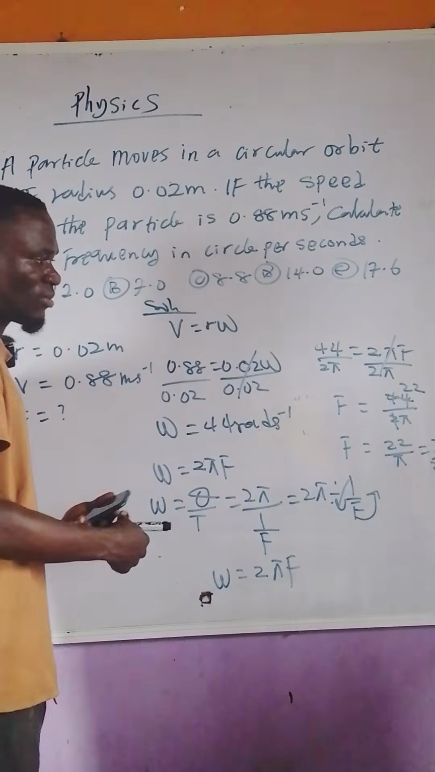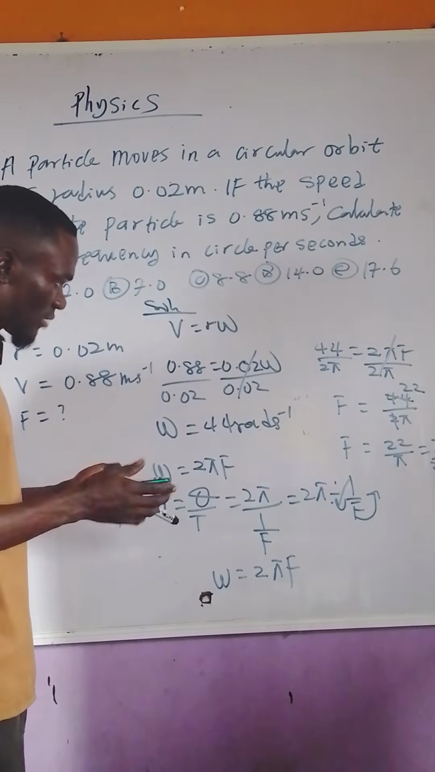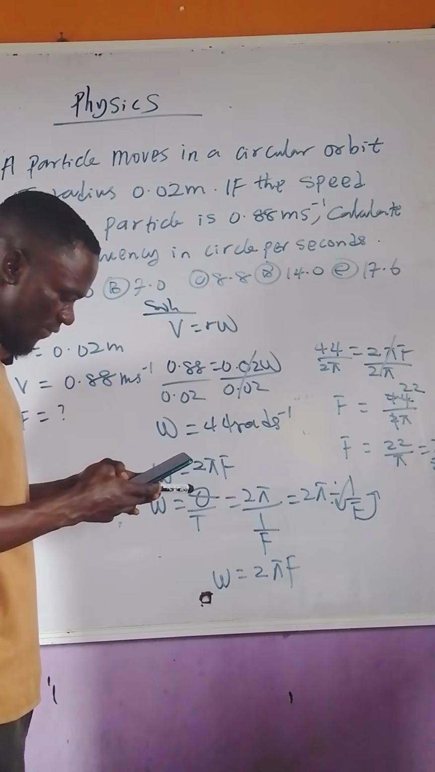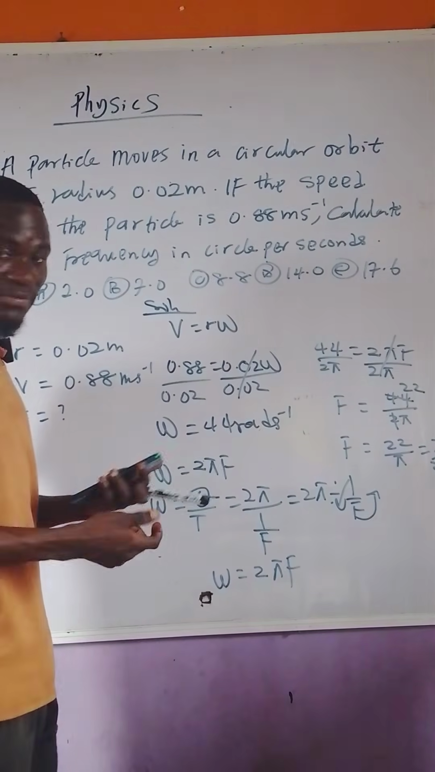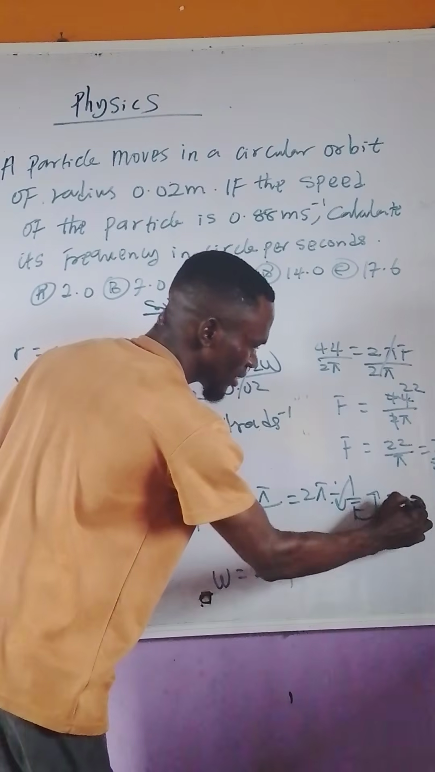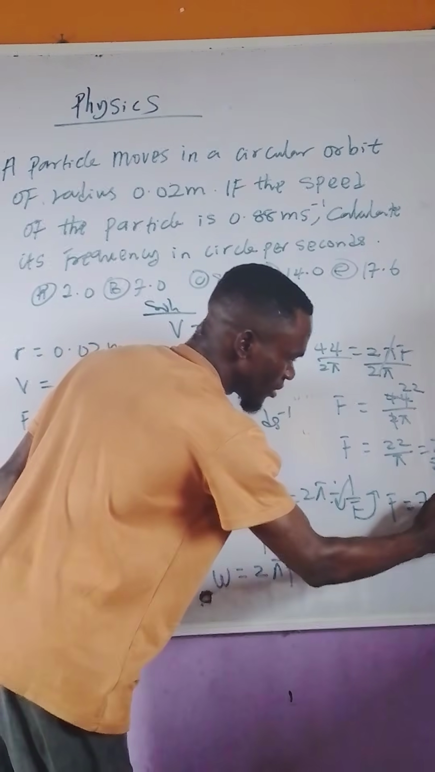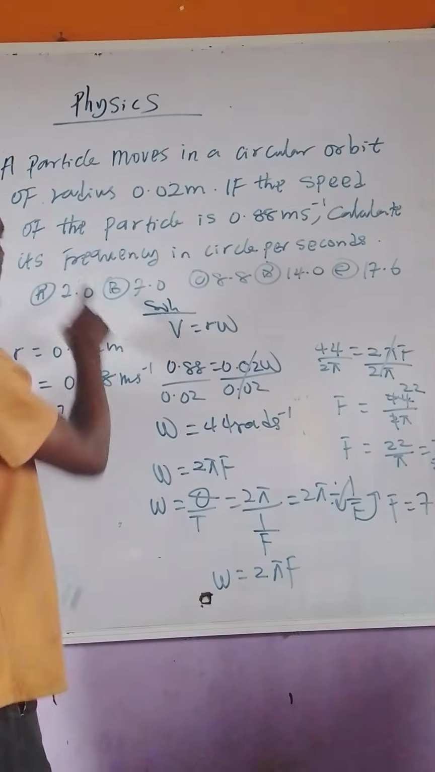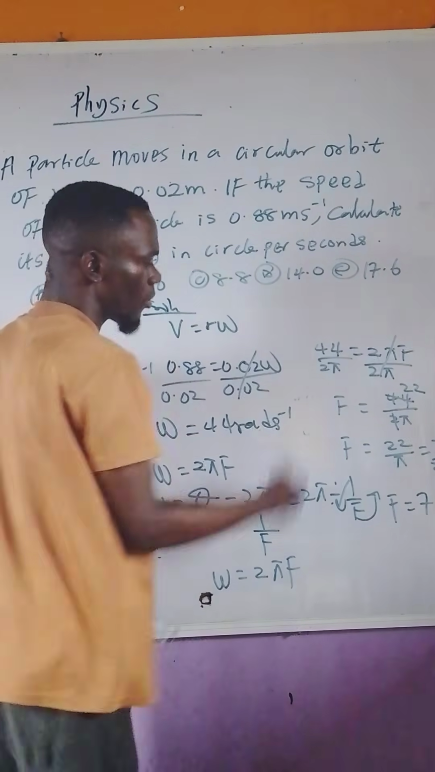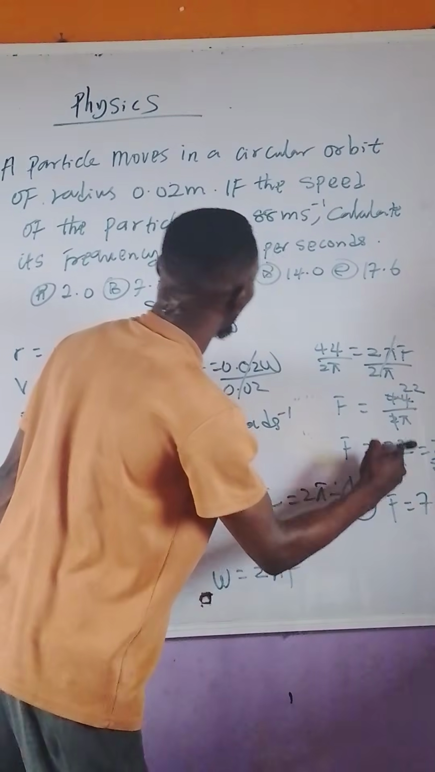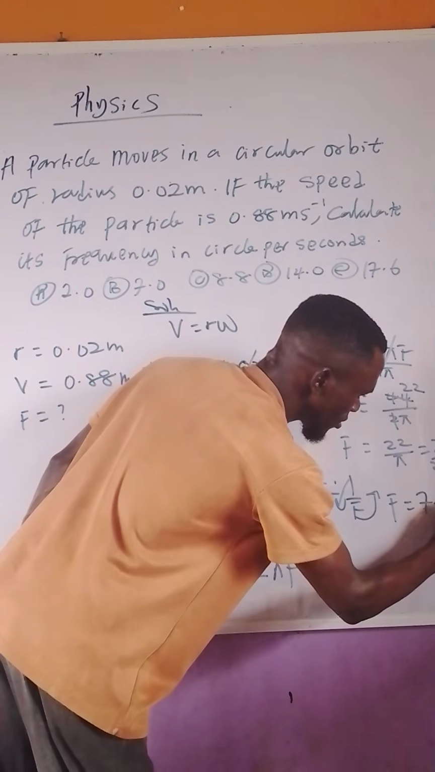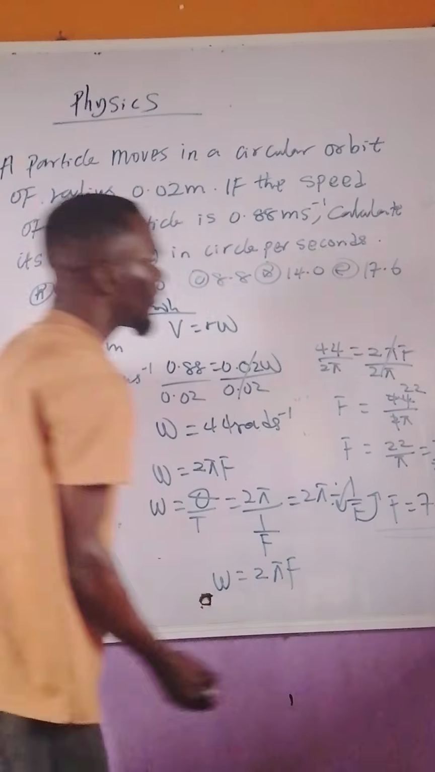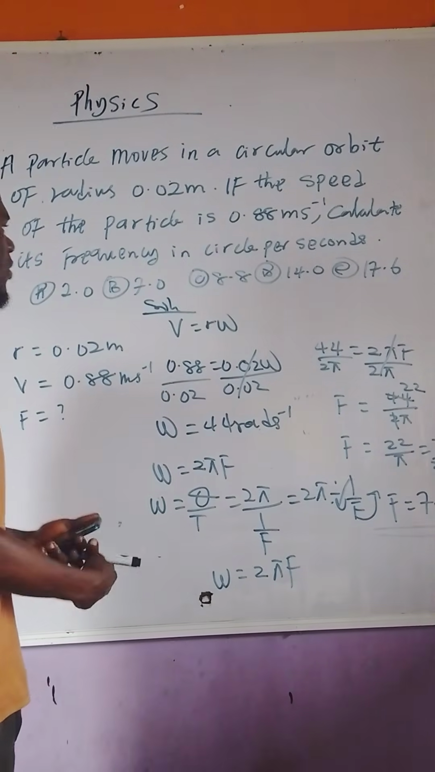So let's divide it now: 22 divided by 3.142 gives us 7. So the frequency equals 7. We are asked to give the frequency in cycles per second, so the frequency equals 7 cycles per second. That's the final answer for the question.